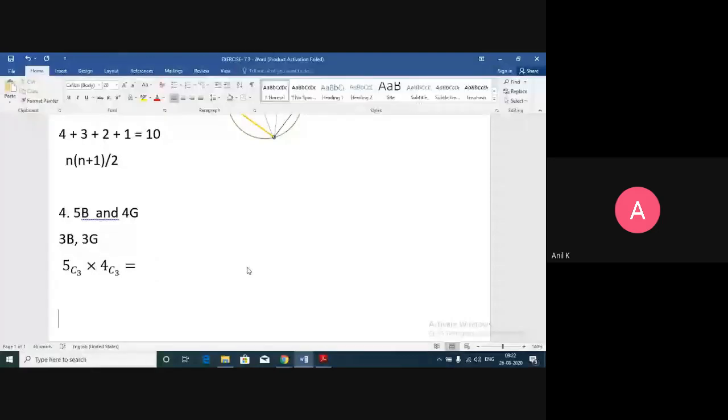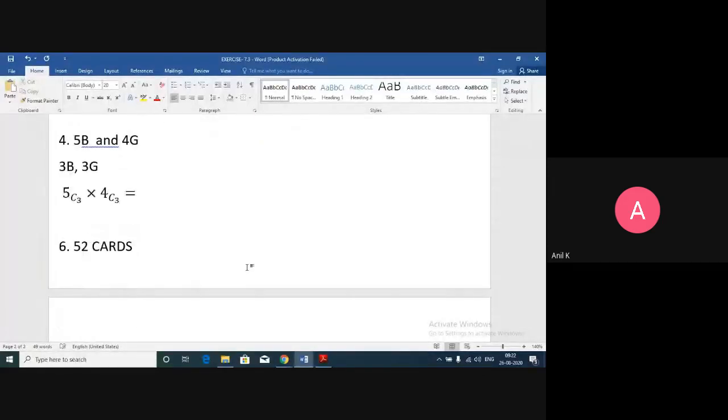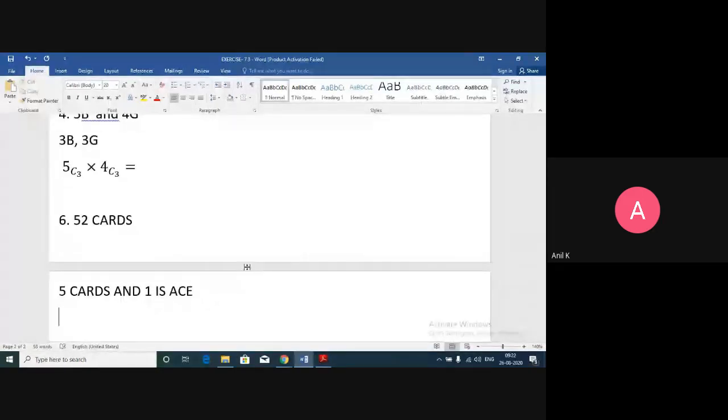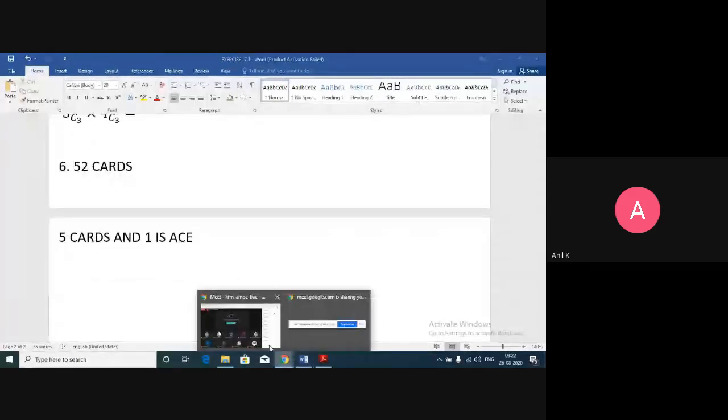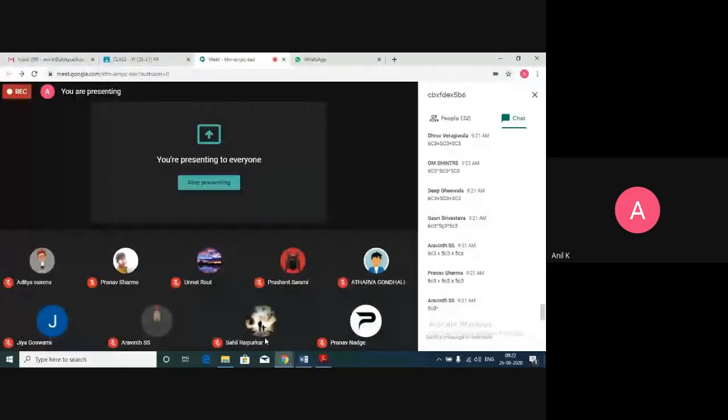Sixth question, I think. Out of 52 cards, you have to pick up 5 cards, and one card is an ace. Out of 5, one should be an ace. So any guess? How many ace cards do we have? Let me see if somebody has given it. 4 ace cards. So out of 4, I have to select one.